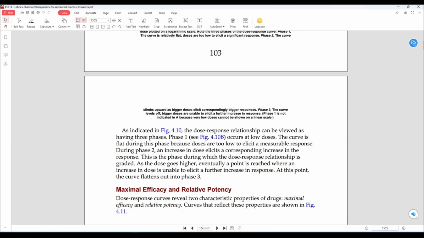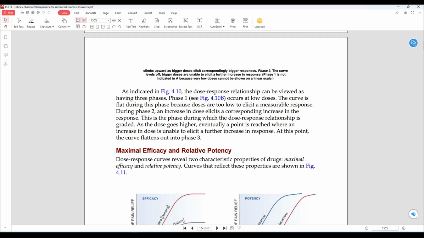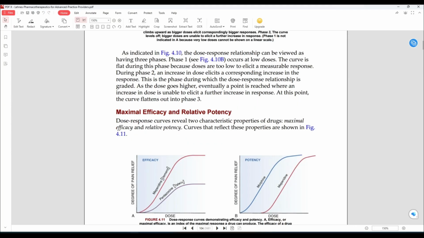As indicated in Figure 4.10, the dose-response relationship can be viewed as having 3 phases. Phase 1 occurs at low dose. The curve is flat during this phase because doses are too low to elicit a measurable response. During Phase 2, an increase in dose elicits a corresponding increase in the response. This is the phase during which the dose-response relationship is graded.